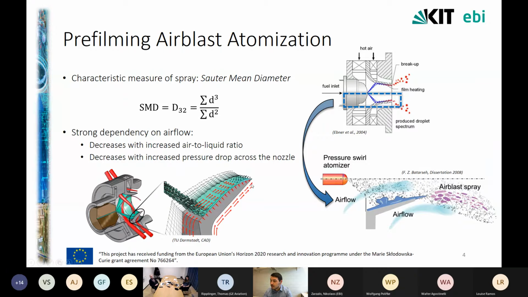One of the characteristic measures of the spray is the Sauter mean diameter, which denotes the volume to surface area ratio of a single droplet that has the same volume to surface area ratio as the whole spray. We will come back to that later in the results, of course. It is strongly dependent on the airflow, and that's why we expect it to change. It decreases with increased air to liquid ratio or with increased pressure drop across the nozzle.